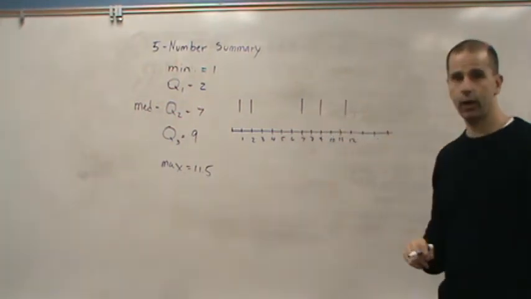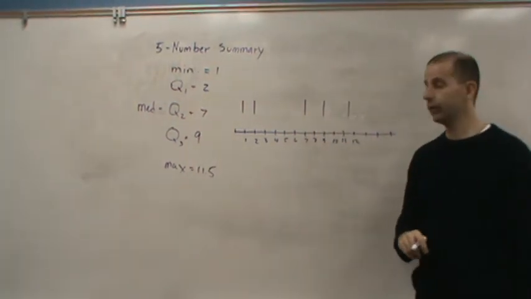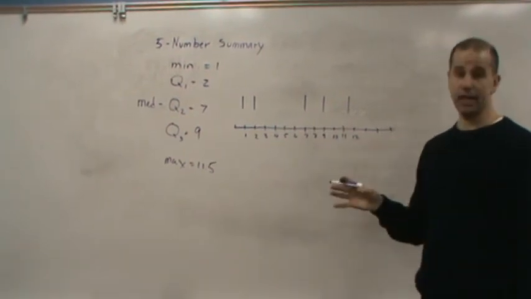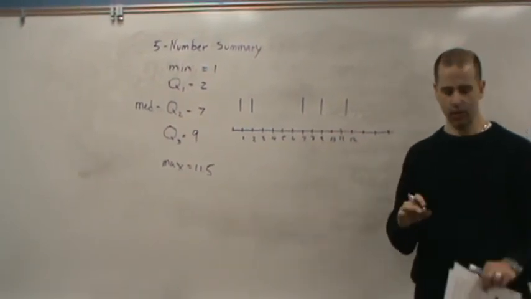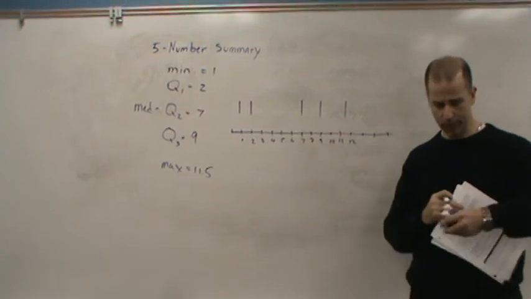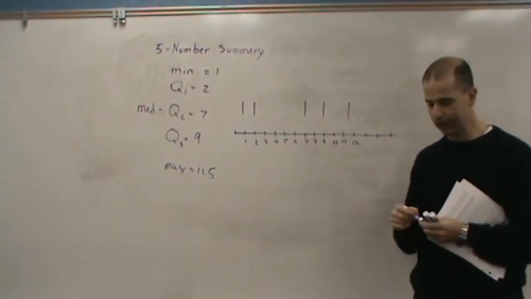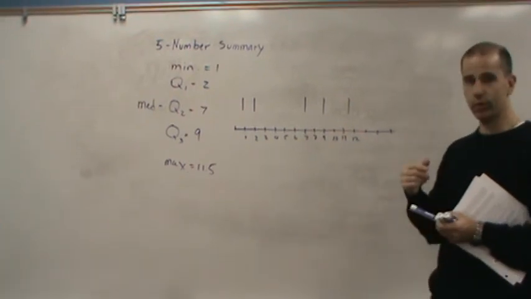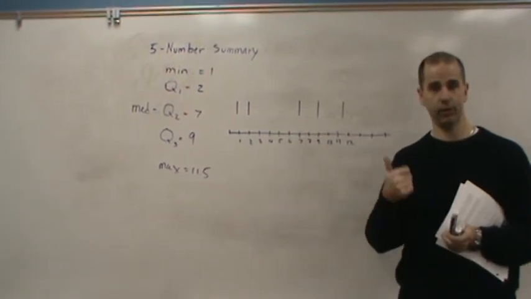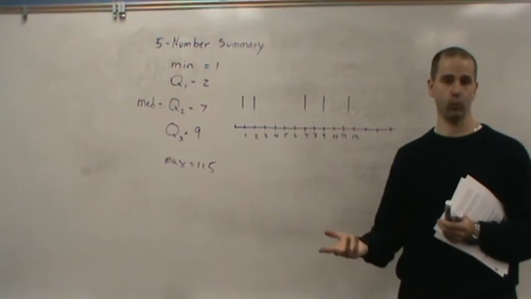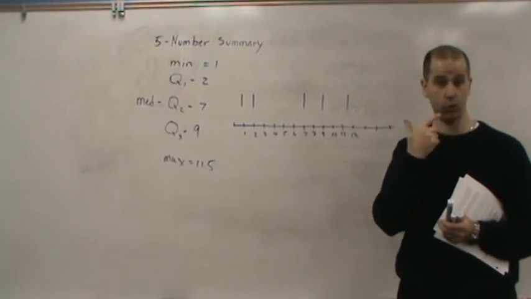Okay, so there are my bars. So now, that's the first step. Here's how you construct it, because once you have those 4 vertical bars put on your number line, all you're going to do is create a box and whiskers. That's hence the name, the box and whisker plot, or box plot for short.